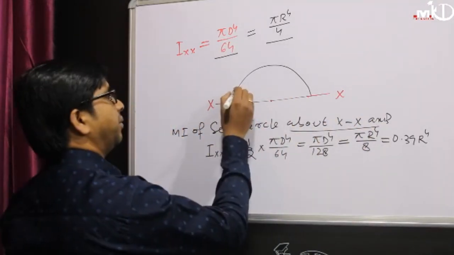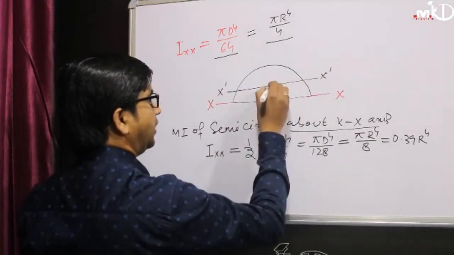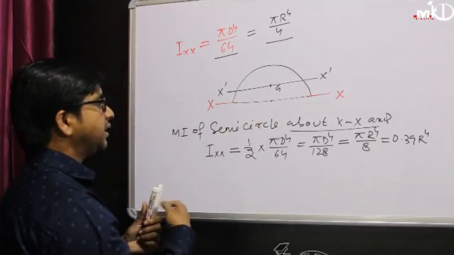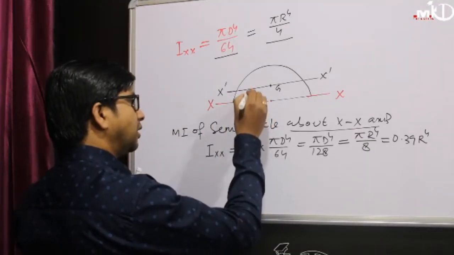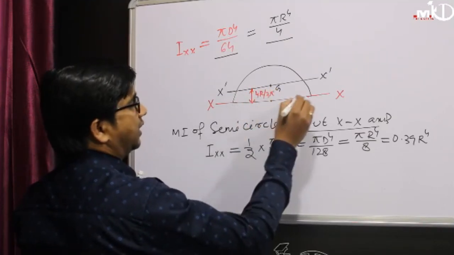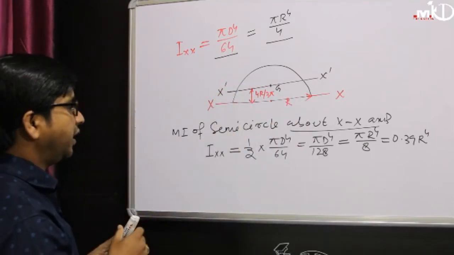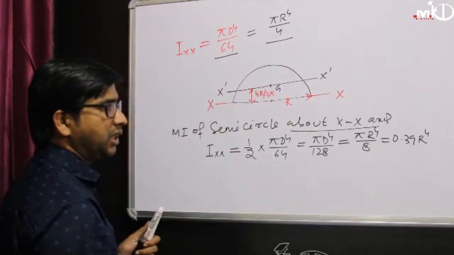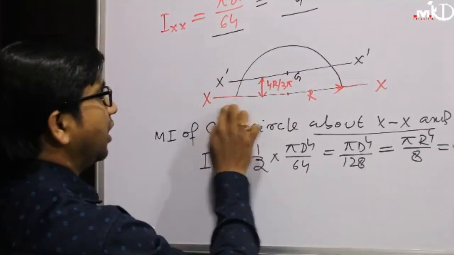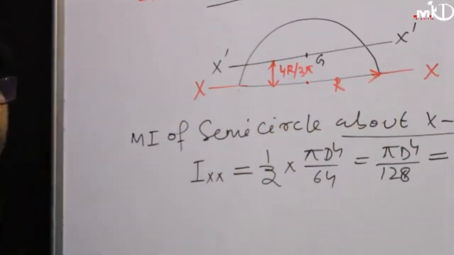The centroidal axis will be somewhat different. Suppose the centroidal axis is x dash, and this is the centroid of the semicircle. And what is this distance? This distance we have already derived: it is 4r divided by 3 pi, where r is the radius of the semicircle. So if we want to find the MI about the x dash axis, that is the centroidal axis, I XX means the moment of inertia of the semicircle about the base. For the circle it was the centroidal axis; for the semicircle this is the base, right?